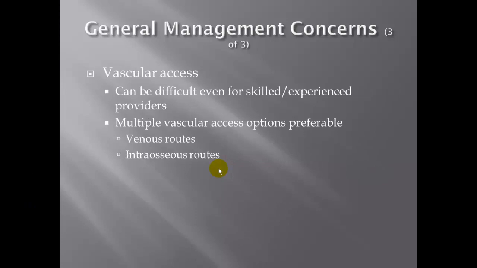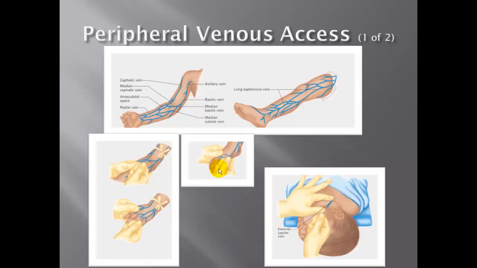Vascular access can be difficult even for a skilled provider. Multiple vascular access options are preferable, venous routes and IO routes. And these are some of the venous areas. They're harder to hit, they have more fat content, which makes it harder to see the actual vessels. The saphenous veins are pretty large, right off of the ankle. The antecubital. In a pinch, the external jugular should be considered.